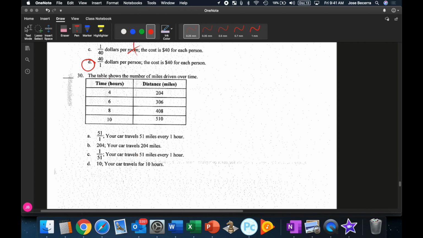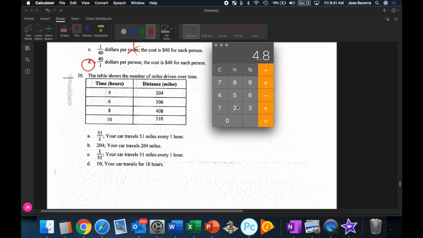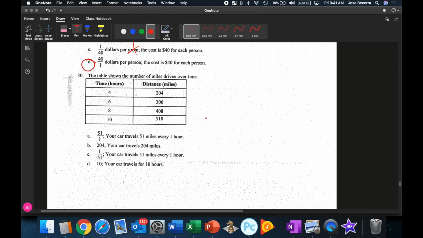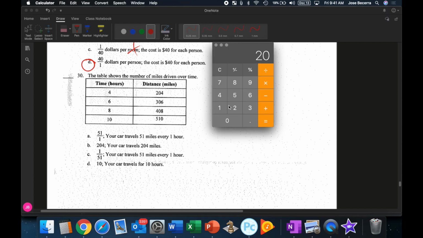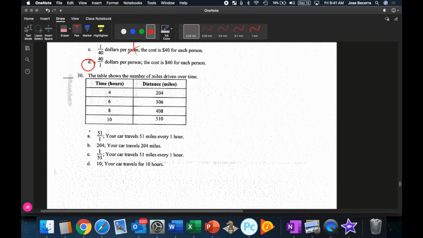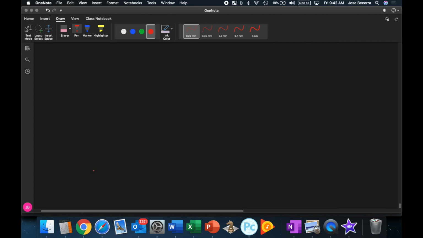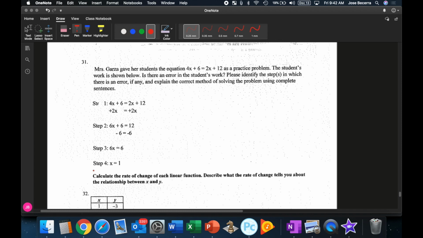So the table shows the number of miles driven over time. This is distance and this is time. So what's the rate of change? 204 divided by 4 is 51. So your car travels 51 miles every 1 hour. It'd be A.